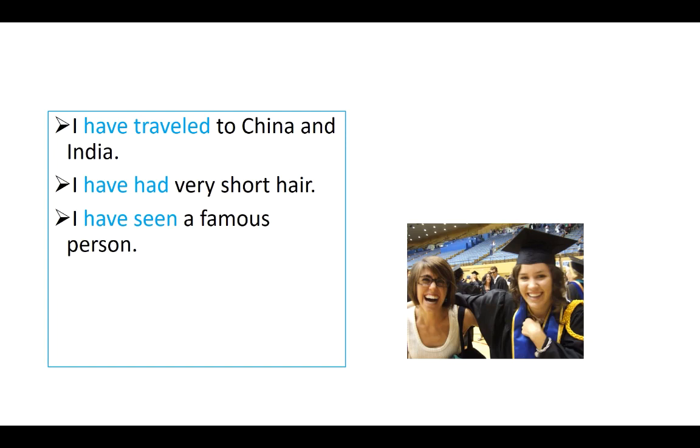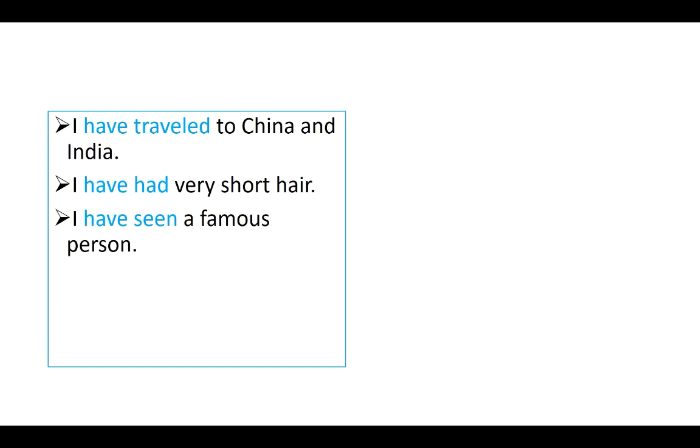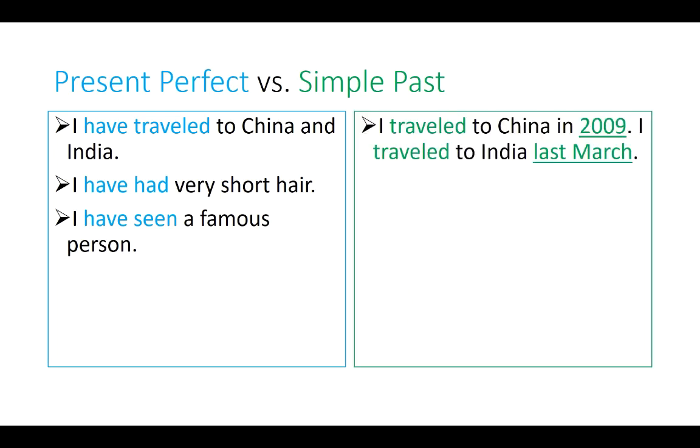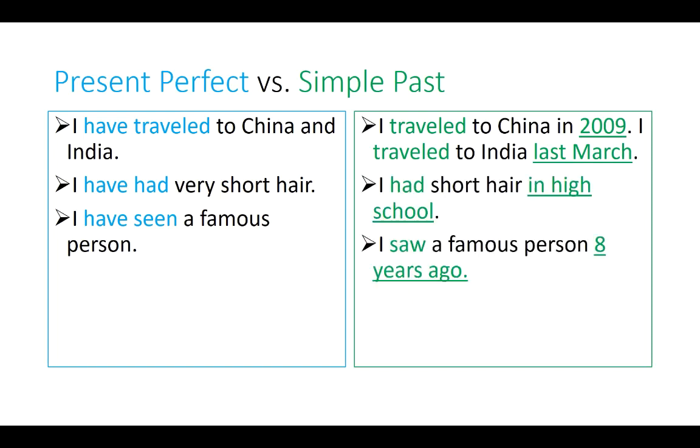When did these actions happen? We don't know. There is no specific time. Now, let's compare these to the simple past tense. I traveled to China in 2009. I traveled to India last March. I had short hair in high school. I saw a famous person 8 years ago.